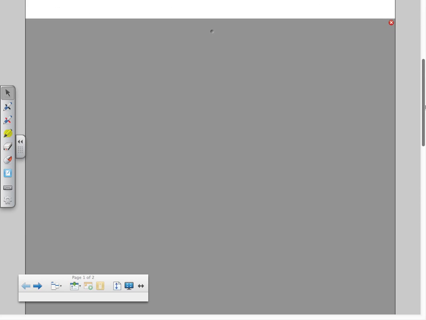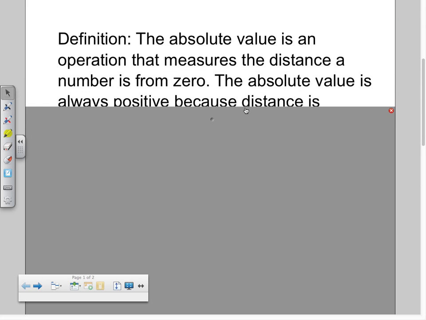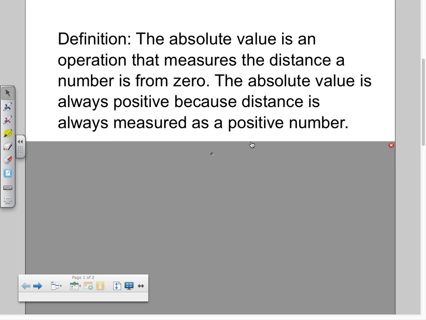So here's a proper definition. The absolute value is an operation that measures the distance a number is from 0. The absolute value is always positive because distance is always measured as a positive number.